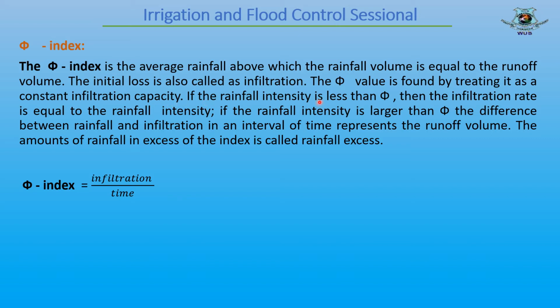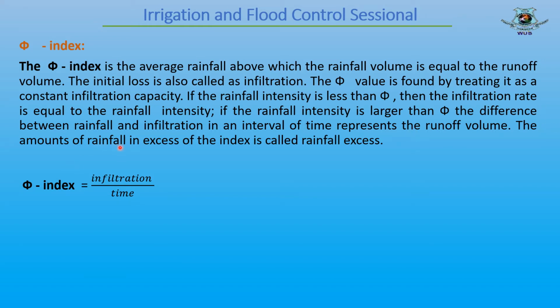If the rainfall intensity is less than phi, then the infiltration rate is equal to the rainfall intensity. If the water that comes to the earth infiltrates completely, we can say the infiltration rate is equal to the rainfall intensity. And if the rainfall intensity is larger than phi, the difference between rainfall and infiltration in an interval of time represents the runoff volume.